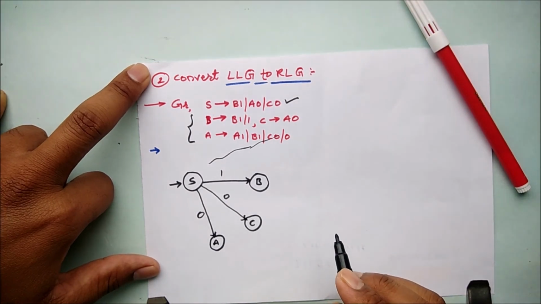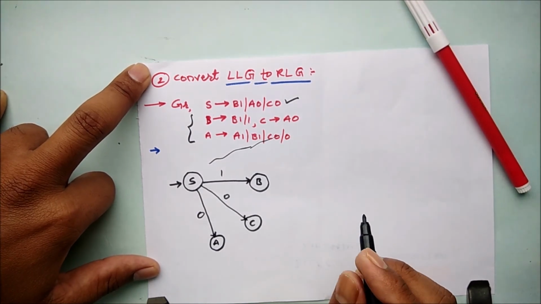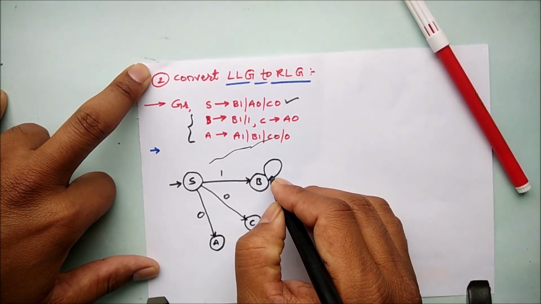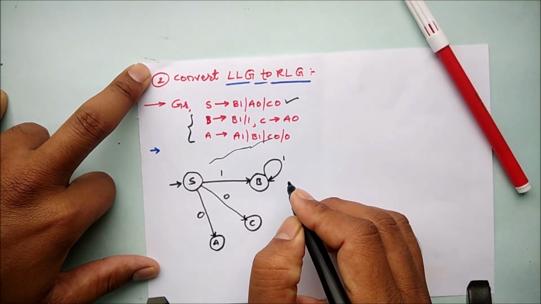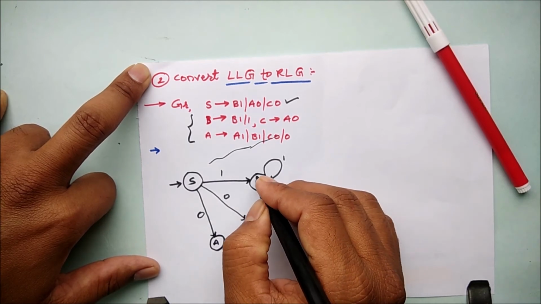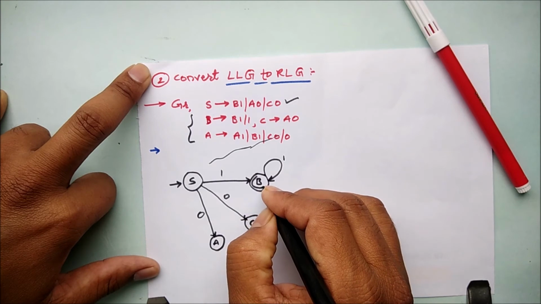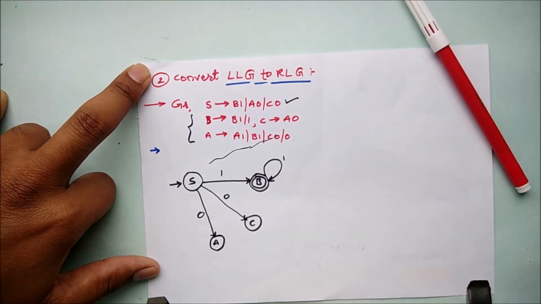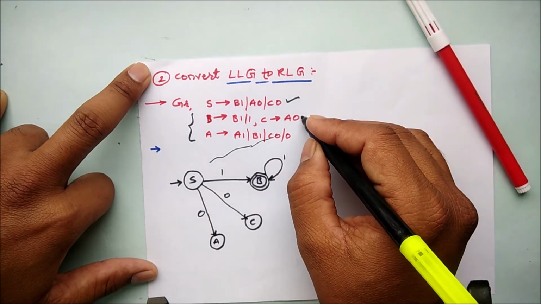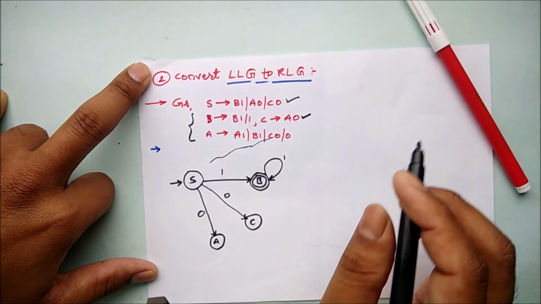So let's move on to the second, that is B gives B1 1. So B has a self loop, and as it is giving B1 1, B is my final state, right? And then let's move ahead with the next production rule, that is C gives A 0.